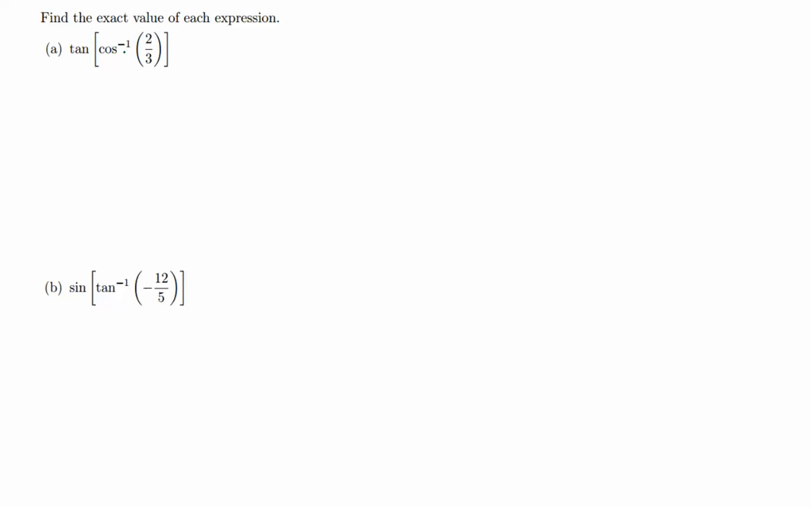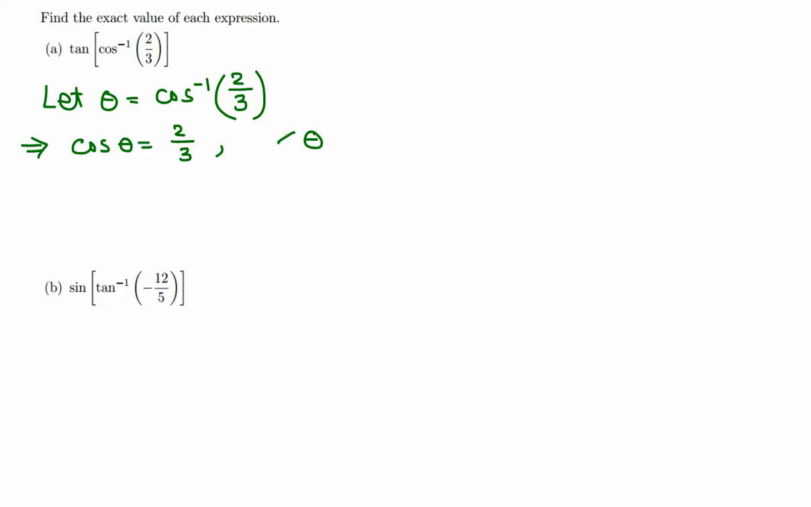So let's say cosine inverse of 2/3 is some angle, and let's call that theta. So let theta be cosine inverse of 2/3. That means cosine theta equals 2/3. And by the way, for cosine inverse, the range of theta is between 0 and pi. We have cosine theta is 2/3, which is a positive value.